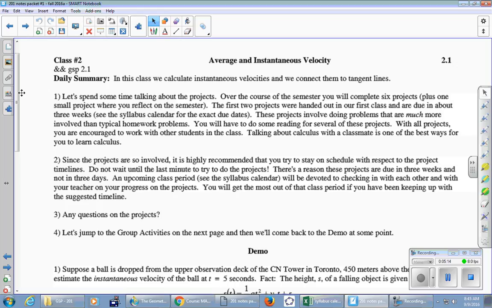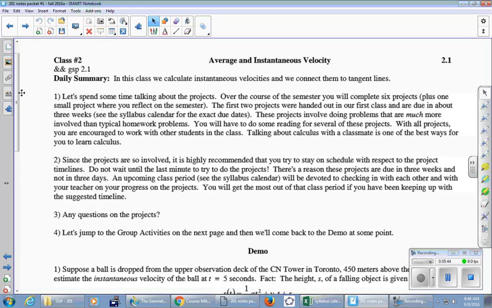Since the projects are so involved, it is highly recommended you try to stay on schedule with respect to the project timelines. Remember, those are on the back of the first page of the projects. Do not wait until the last minute to try to do the projects. There's a reason these projects are due in 3 weeks and not in 3 days. An upcoming class period will be devoted to checking in with each other and with your teacher on your progress on the projects. You will get the most out of that class period if you've been keeping up with the suggested timeline. Any questions on the projects?